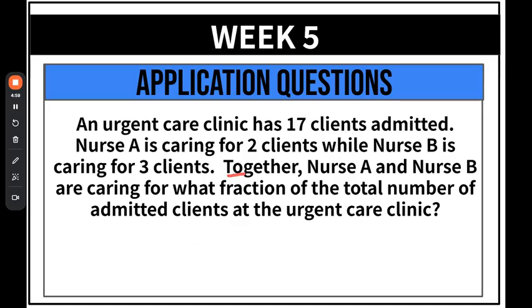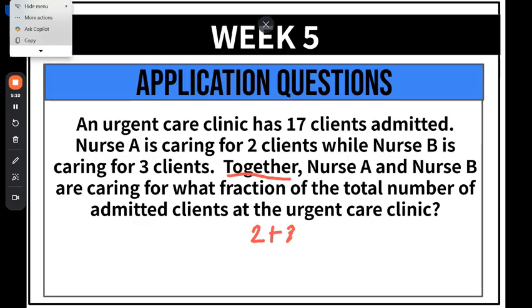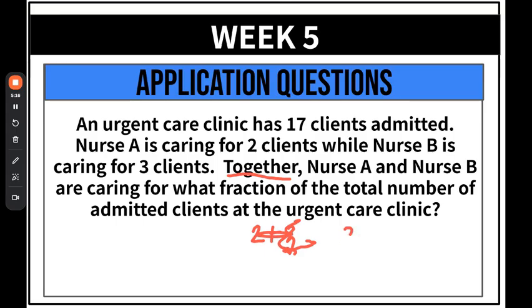So to get together, we need to add clients of Nurse A and clients of Nurse B. So Nurse A has 2 plus the 3 that Nurse B has there. 2 plus 3 gives us 5. So 5 out of the total 17. And if you'll remember from the previous couple questions, the total is going to go on the bottom.